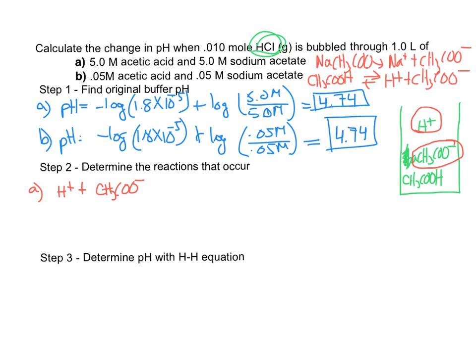And guess what product you form? You form acetic acid. I'm going to write this twice. One time for A, one time for B. Because even though it's the same reaction, my numbers are different. Because my concentrations are different. So, let's see.